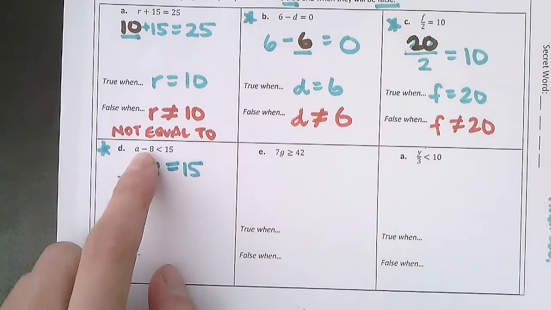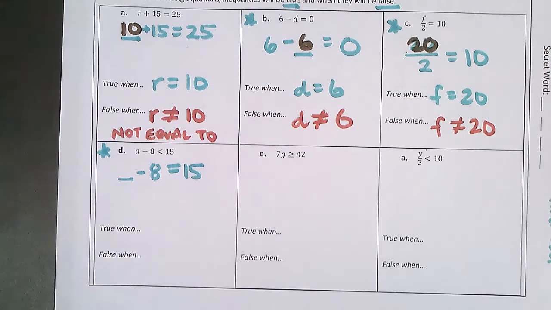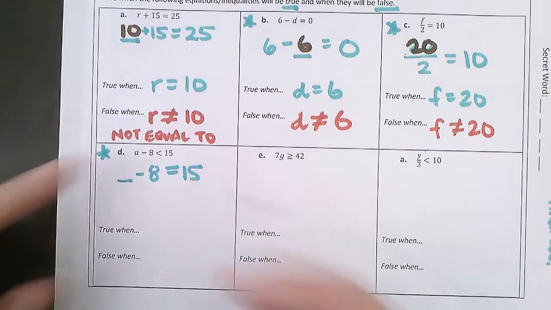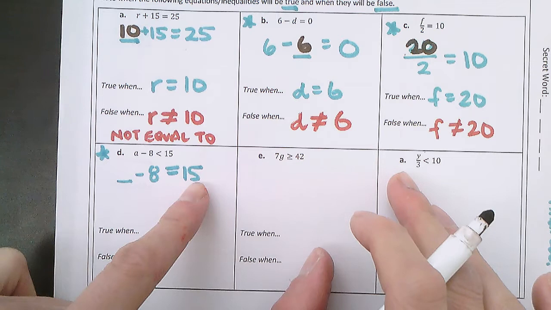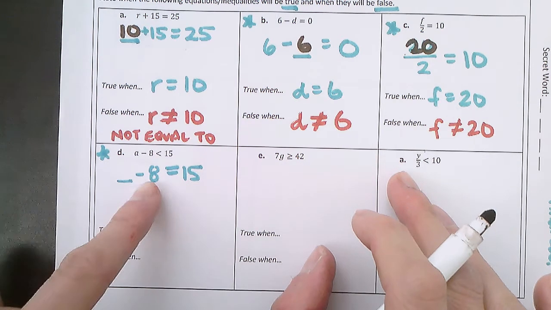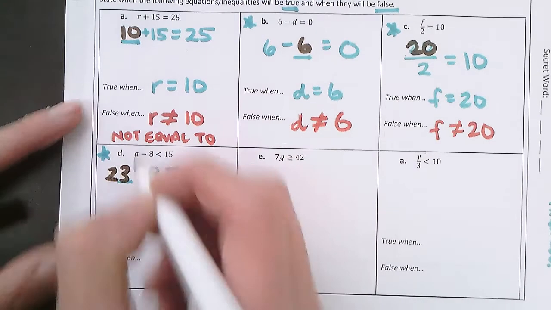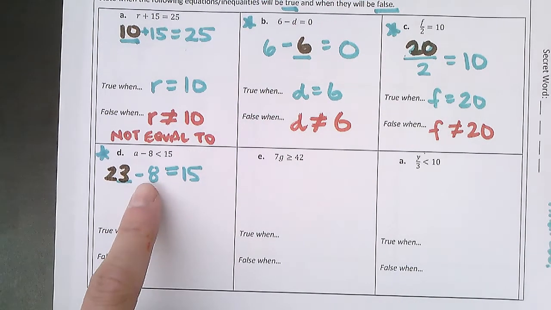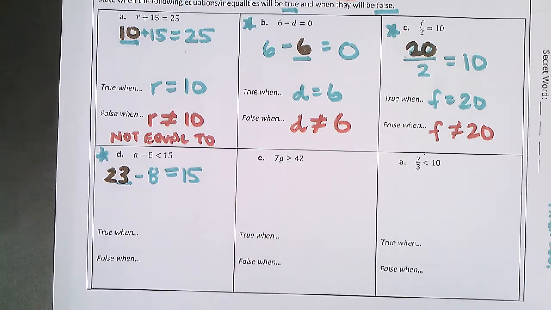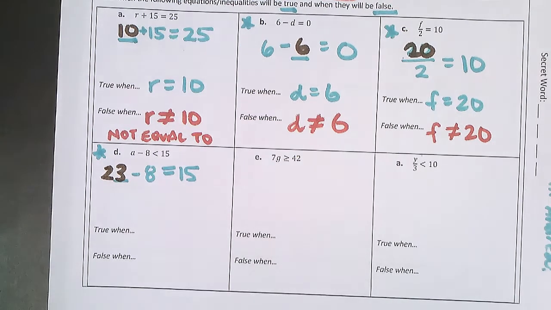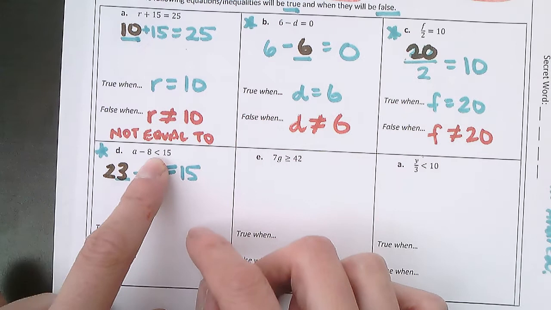So if I wanted this left side to be equal to this right side, which is 15, I know that a would have to be equal to, well, if I can add 8 to 15 to get 23. So that's how I know that 23 minus 8 would be equal to 15. So when a is equal to 23, that's when these two sides are equal. But be careful, because it's not an equal sign up here, it's a less than sign.